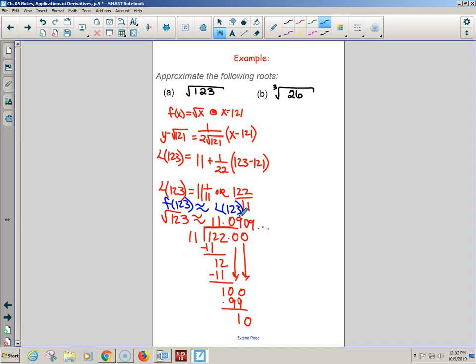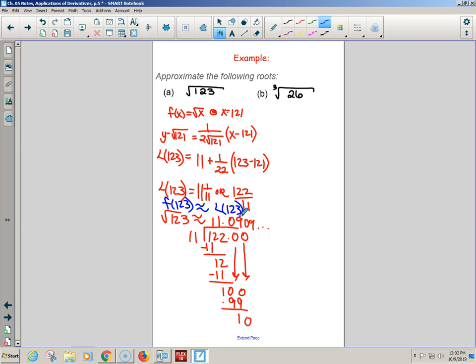11.09090909. What is the actual square root of 123? 11.0905. But wasn't it a good approximation? Yes. Both of them would say 11.091.